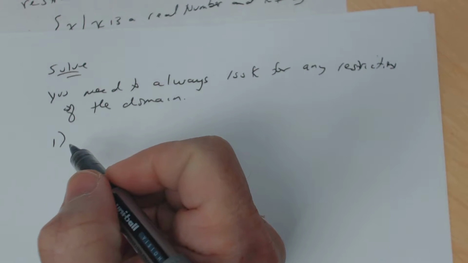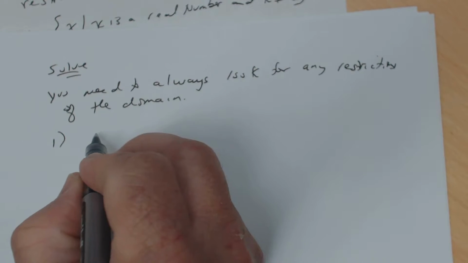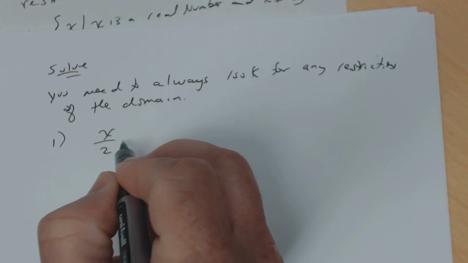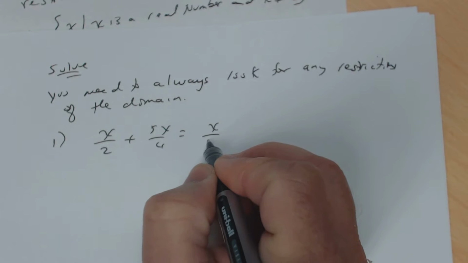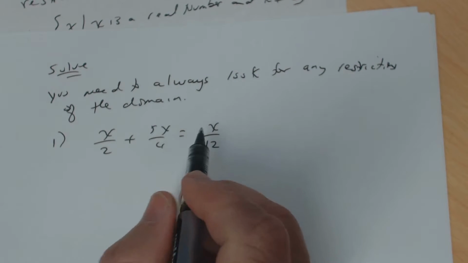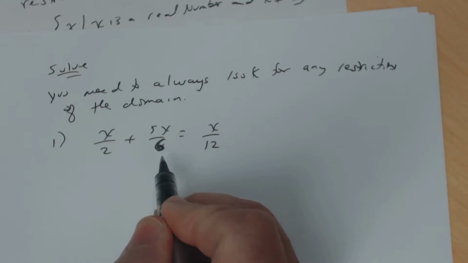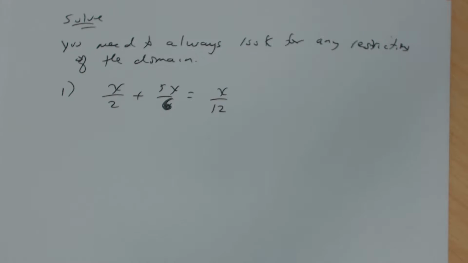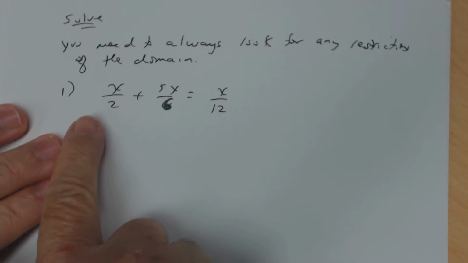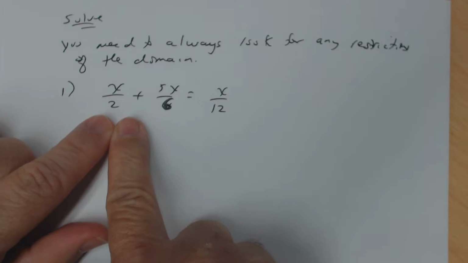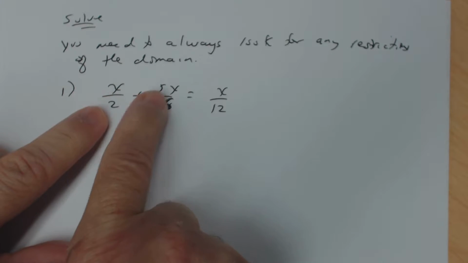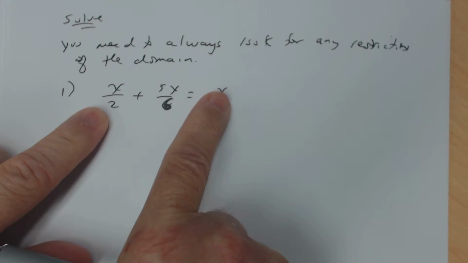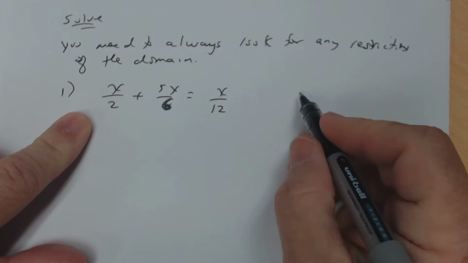So number one, let's do this one: x divided by 2 plus 5x divided by 6 equals x divided by 12. If you look at your denominators, they're all numbers: 2, 6, 12. So technically, you have x to the first, 5 times x to the first, x to the first. So technically, this is really a linear equation.